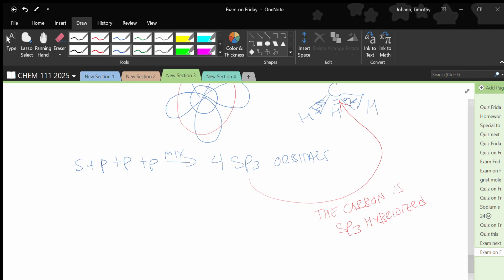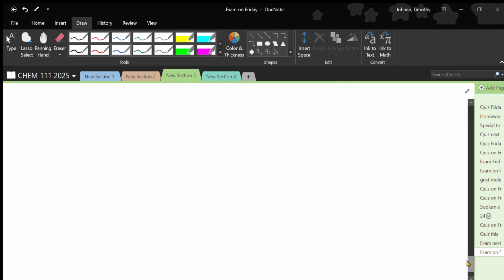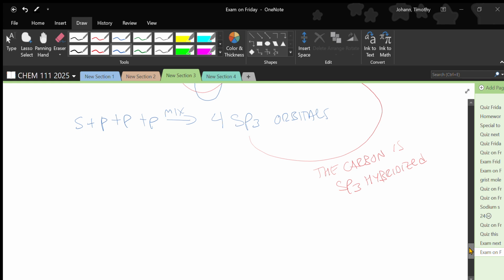If instead of mixing 3 P's with an S, I mix 2 P's with an S, I can get the same number out as I put in. If I put 3 orbitals in, I get 3 orbitals out. I would get 3 sp2 orbitals. And what that makes is a trigonal planar arrangement. So I'm going to get something that looks like this, to the best of my ability to draw it.